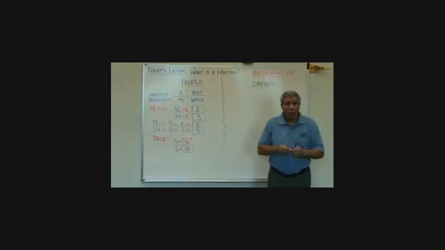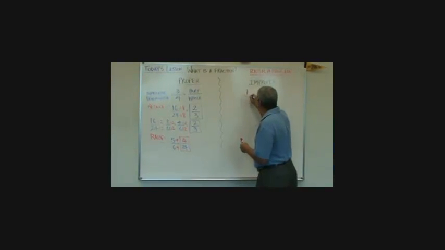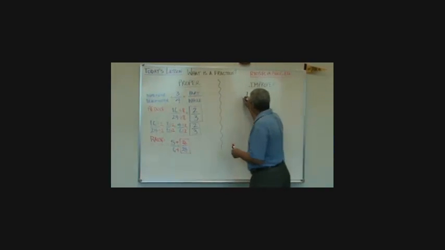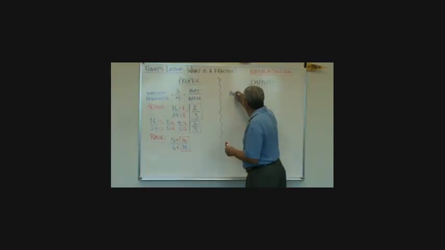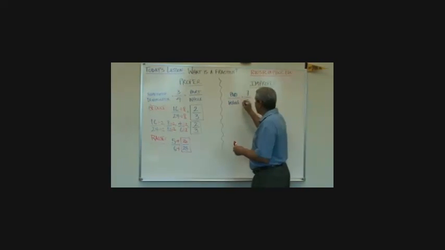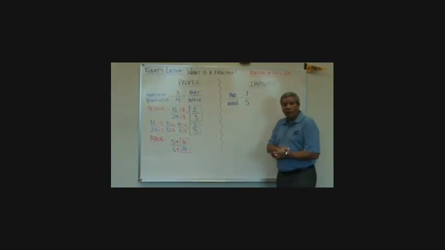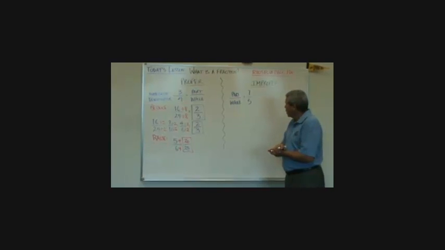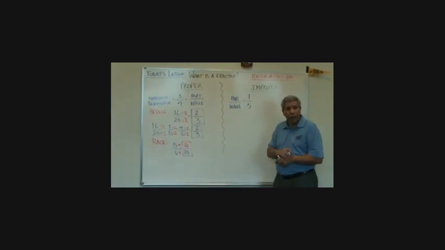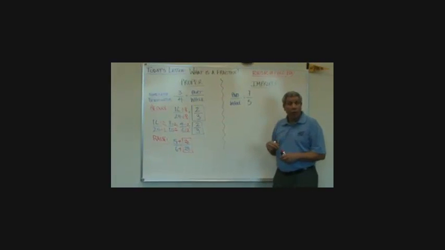All right, and we're going to take a look at the improper fraction of 7 over 5. Again, the top number is always the part, and the bottom number is always the whole. All right? Well, let's take a look at what 7 over 5 is telling us, okay? It's telling us that we need 5 parts to make one whole thing, okay? The 7 is telling us how many parts we have.